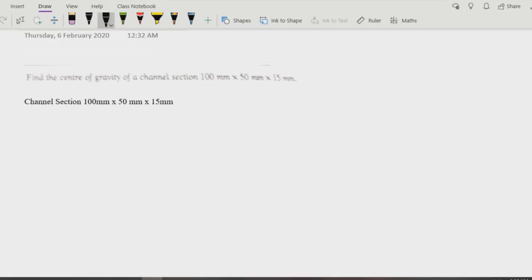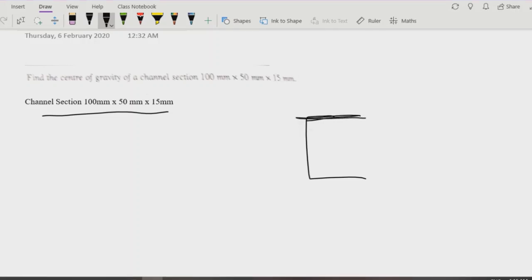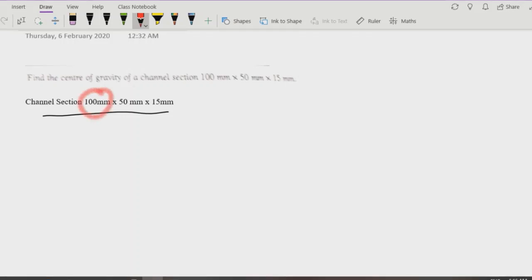For example, we have been given a channel section. Remember that this is our channel section. The shape is like this. I have also told you that the first dimension gives us the horizontal dimension. So we have this figure. We know that our channel section will be like that, and the horizontal dimension will be this.